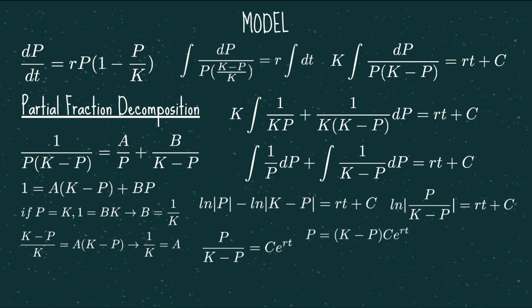And then from here, I'm going to multiply both sides by k minus p, of course assuming that p is not equal to the carrying capacity, because again we wouldn't have a problem here if that was the case. Nothing would be changing.